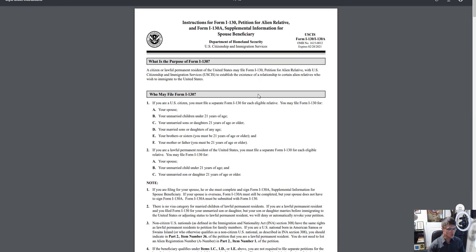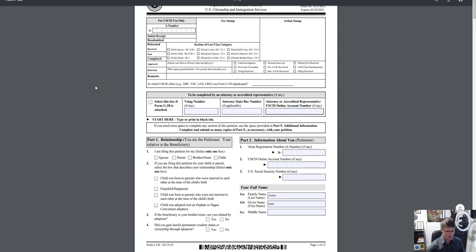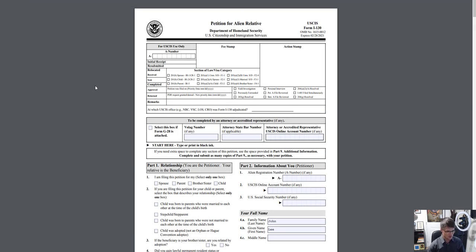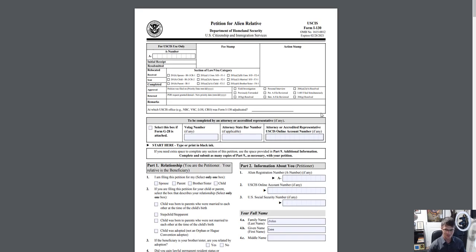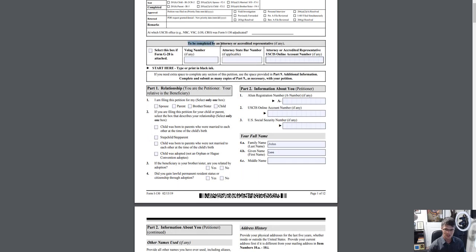All right, so once you're done reading the application instructions, now we can go to the actual application. Now that we've read the instructions, filling out this application will be very easy, very straightforward. Make sure not to fill out anything here because this is for USCIS use only. This particular one right here is for an attorney or legal representative if you have one. Form G-28 is for attorneys to fill out and all of that information. So if you don't have an attorney, just start right here below.